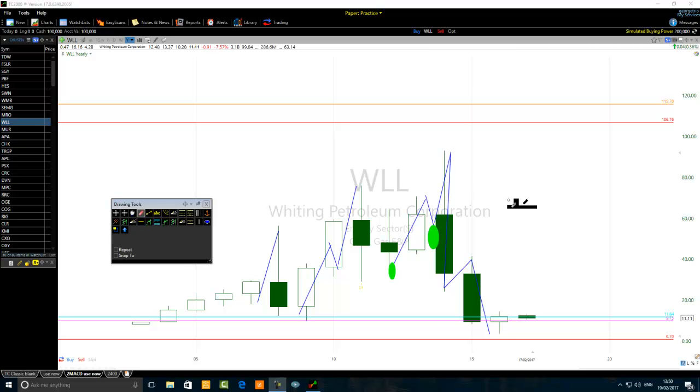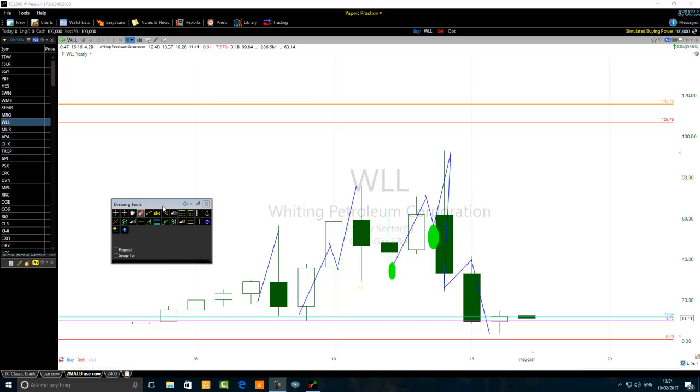Let's get started. The financial instrument that we are about to analyze is Whiting Petroleum Corporation. The EPIC is WLL, Whiskey Lima Lima. This is a component of the Dow Jones US Oil and Gas Index. Alright, WLL, an American stock, Whiting Petroleum Corporation. We will be talking about technical analysis tips for crude oil traders.